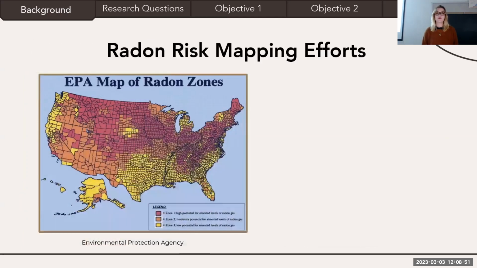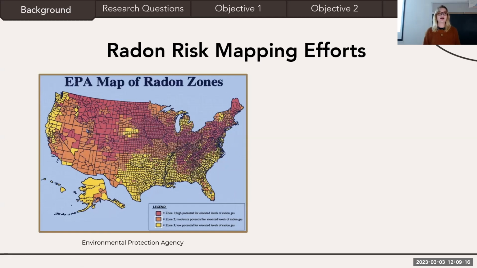When it comes to mapping this risk, this is the EPA map of radon risk zones. Everything that's red is high risk and everything that's yellow is low risk. There's a lot of generalization across geographic ranges here. You can see the entire Atlantic coastal plain is yellow, Wyoming is just red. So we can see there's a lot of generalization across wide ranges of the US.